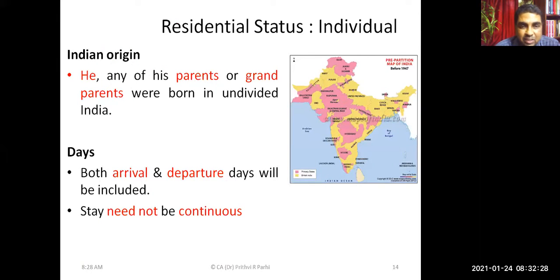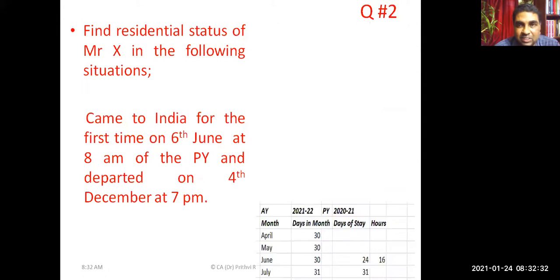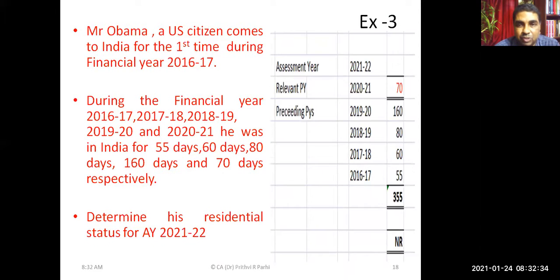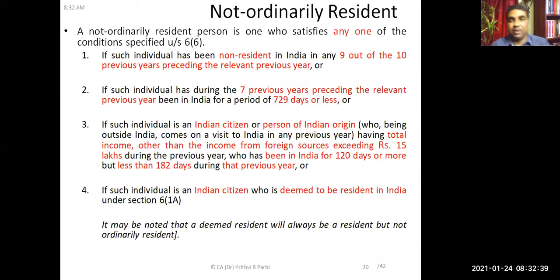Person of Indian origin, number of days, how to calculate, we have already seen. In the previous class, we have done these exercises. So I'm not recapitulating all these things. I think up to this, if things are clear, then we can move ahead. Is it clear up to this?